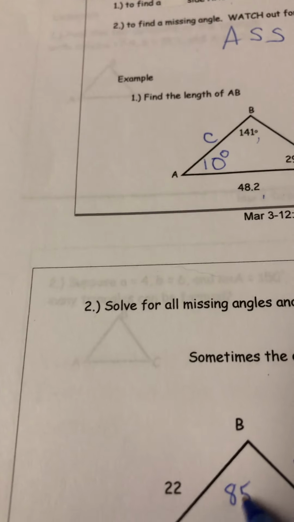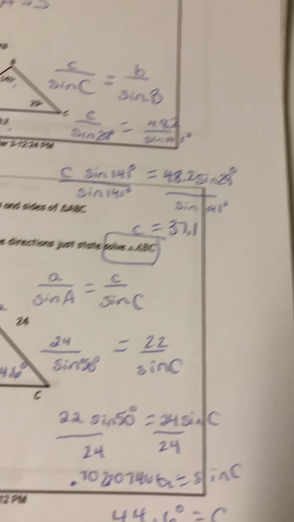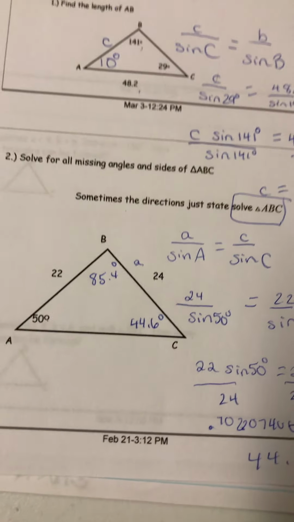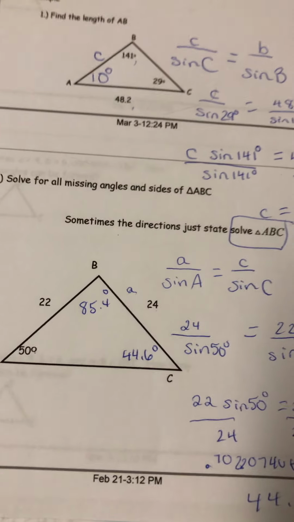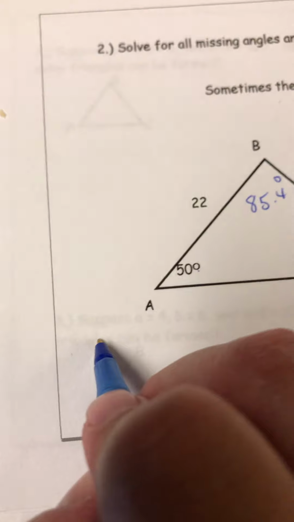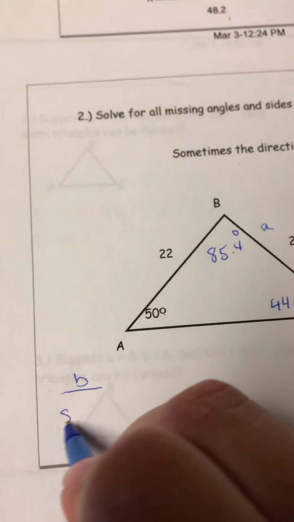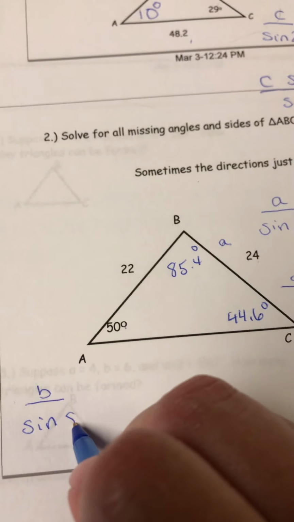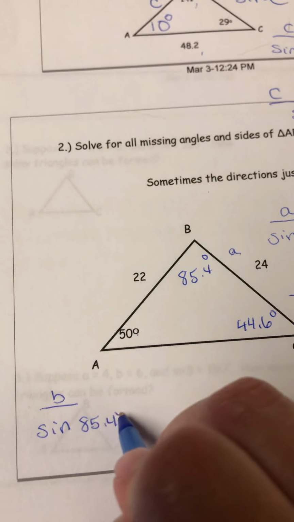So you don't have to use trigonometry every single time. If you remember, we did study a bit of basic geometry back in January, February. So the angle's solved, check. I do have a missing side B. So let's use law of sines one more time. B over the sine of angle B this time is 85.4 degrees.